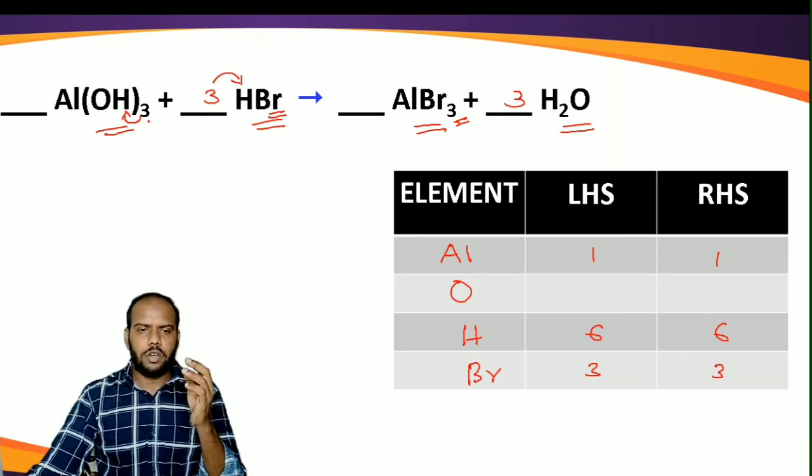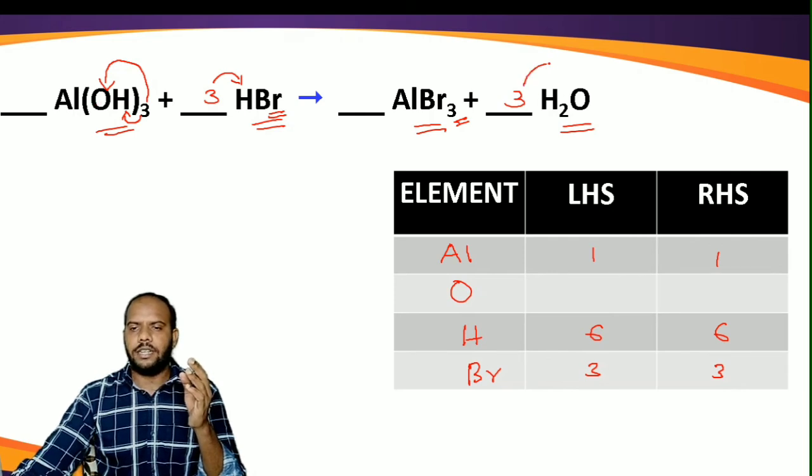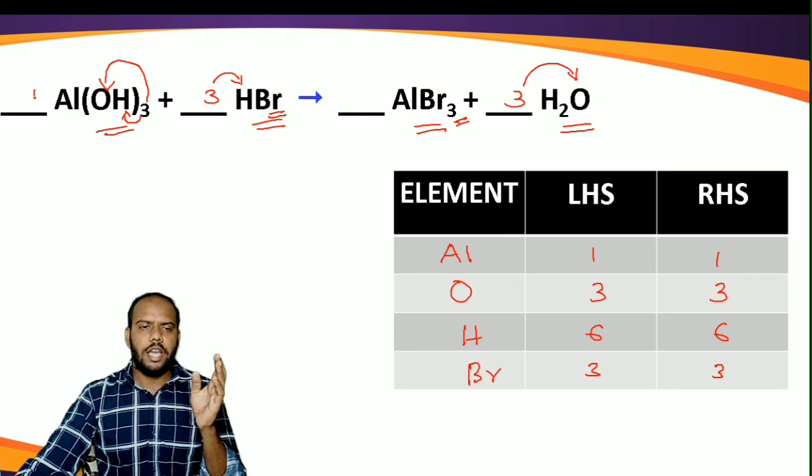Okay, listen. So oxygen also we can compare. Here how many oxygen? 3 oxygen. Here just 3 oxygen, and here also 3 oxygen. So oxygen also balanced. So look at how smoothly it is going to balance the chemical equation, and where there is a gap, just write a 1.